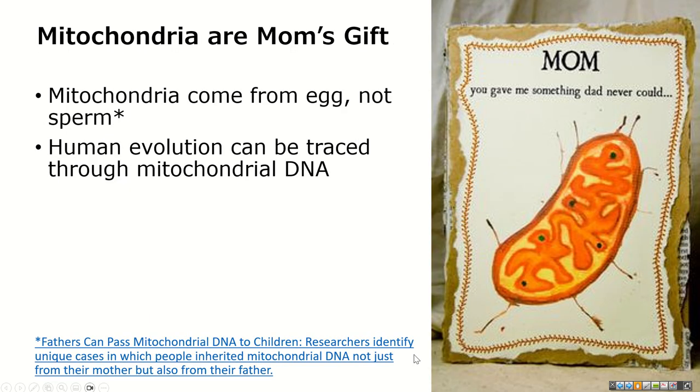Now, one other thing about mitochondria. Remember I said when we were looking at the egg cell that the egg cell has all the cytoplasm. And so all of the cellular stuff comes from the egg, not the sperm. The sperm brings a nucleus, and that's all it really needs to do. So all your mitochondria, also all your smooth endoplasmic reticulum, your rough endoplasmic reticulum, your Golgi apparatus, your ribosomes, not the ones in the mitochondria, but the other ones, all of that stuff came from the egg. So this says, Mom, you gave me something Dad never could, and it's a little mitochondrion.